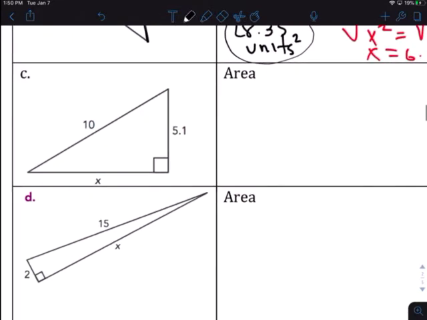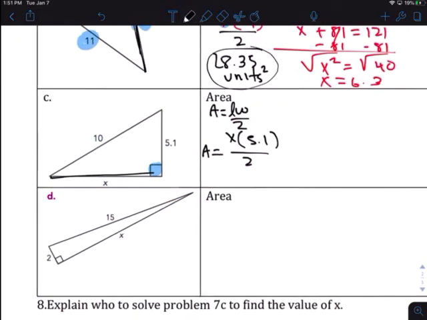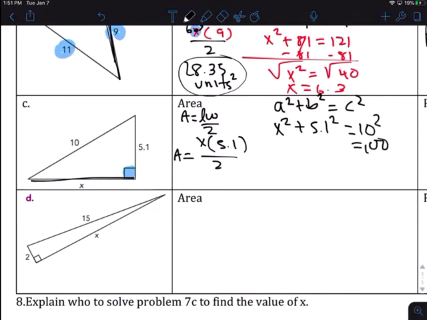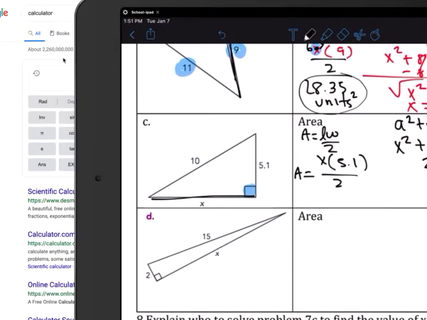Okay, area of a triangle is length times width divided by 2. So the length and width are A and B attached to the 90 degrees. So X times 5.1 divided by 2. We need to know what X is, and because it's 90 degrees, we can use the Pythagorean theorem. A squared plus B squared equals C squared. A is X squared, B is 5.1 squared, C is 10 squared. That's 100, and 5.1 times 5.1 is 26.01, I believe.